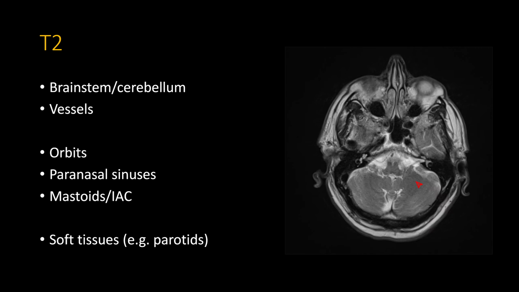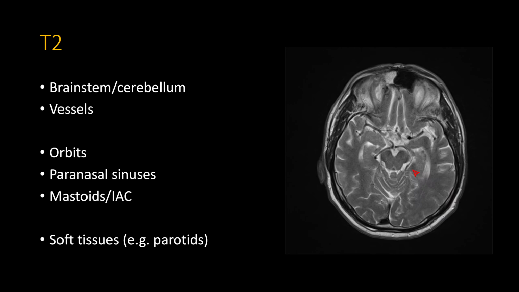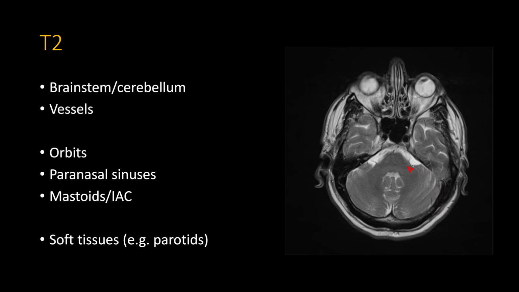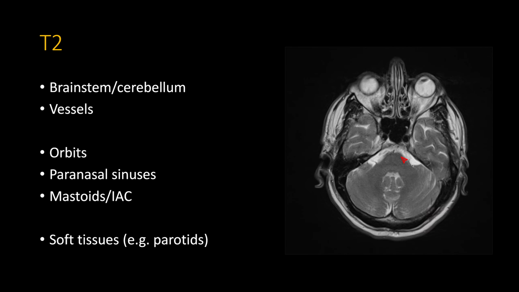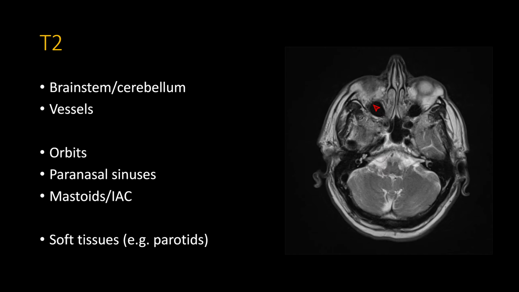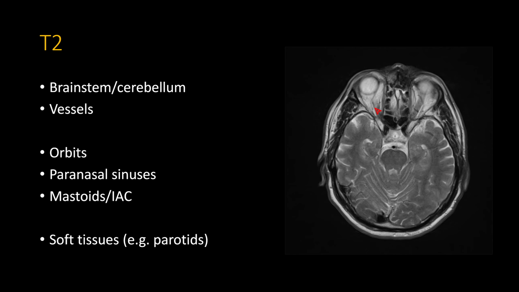Then basically I've more or less done with the brain portion, especially in a non-contrast MRI. I'm done with looking at the brain at this point. So T2 luckily is very good for looking at soft tissue. So then I talk about the soft tissues.